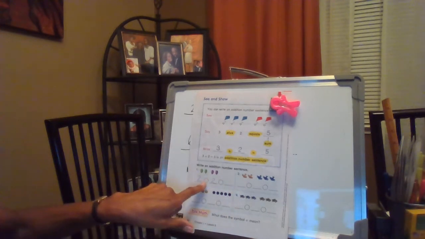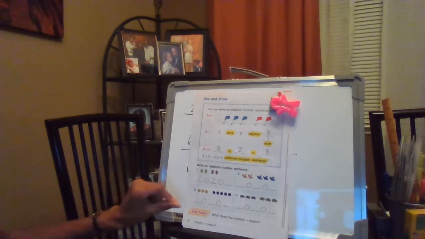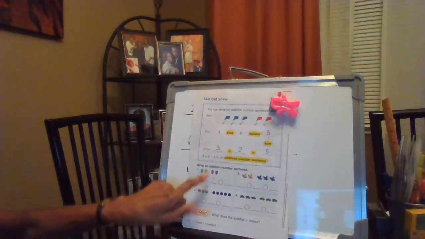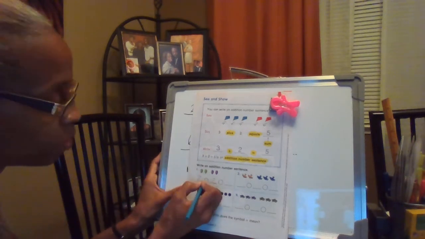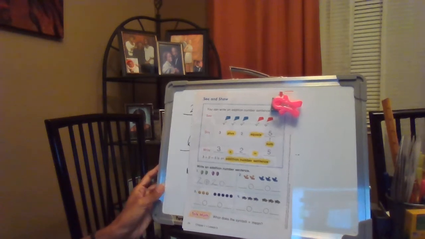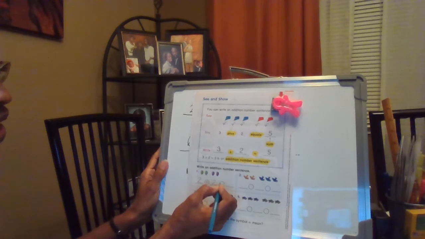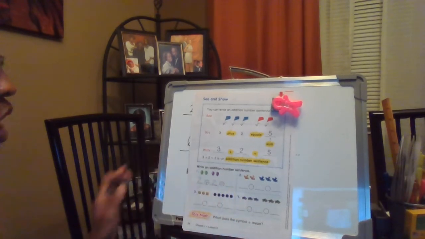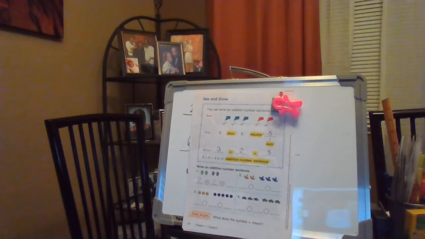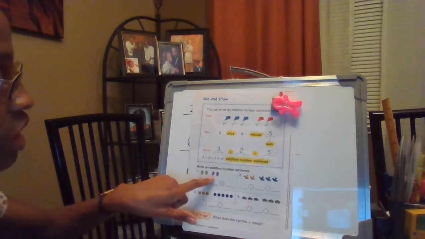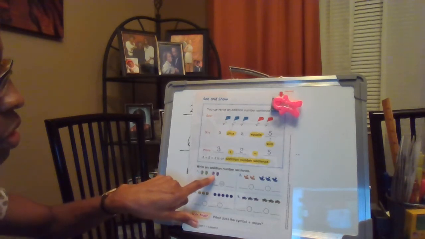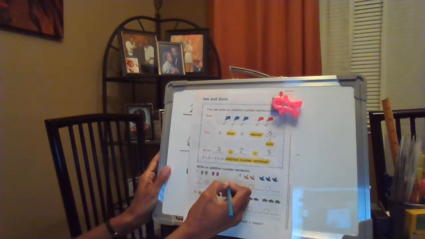Now we need to write some symbols in these circles. Every addition number sentence must have a plus symbol. So here's your plus symbol. So I will write the plus inside the circle. And then we need an equal sign. So I will write the equal sign. Now to find how many balloons there are in all, I have to join and then count. 1, 2, 3, 4. So I will write the number 4.